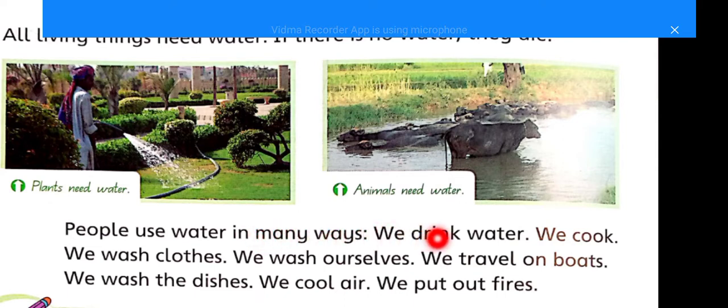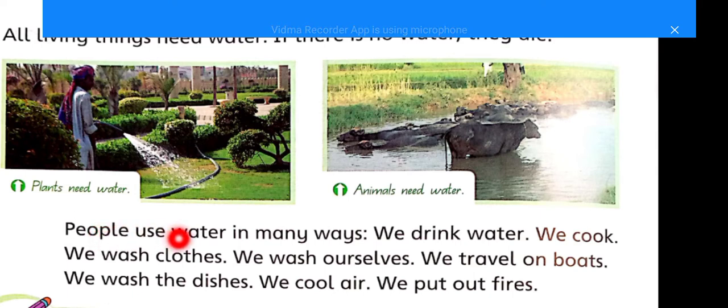And again, here we travel on boats. If we want to cross a river or a canal, or sometimes we want to cross some oceans, we use ships and boats, and ships and boats travel only in water. So for traveling, water is also useful and helpful for us. Next point, and the last line, we wash the dishes.